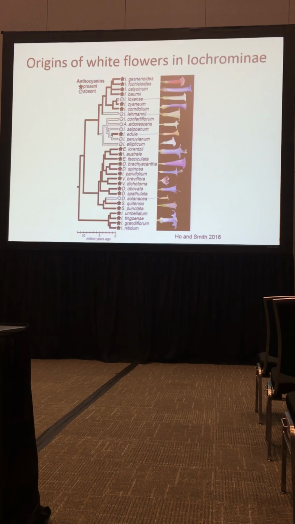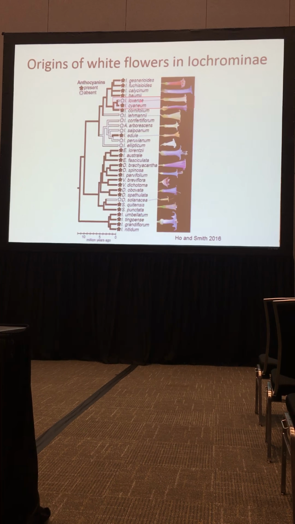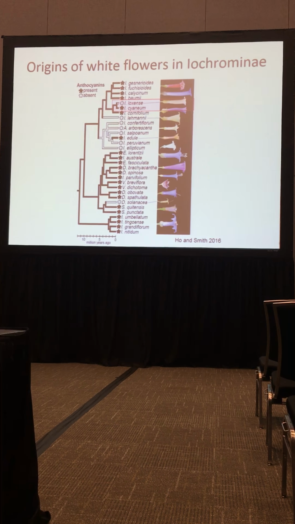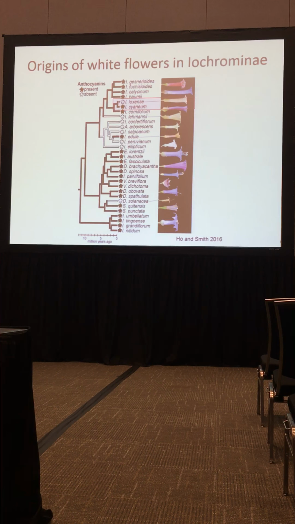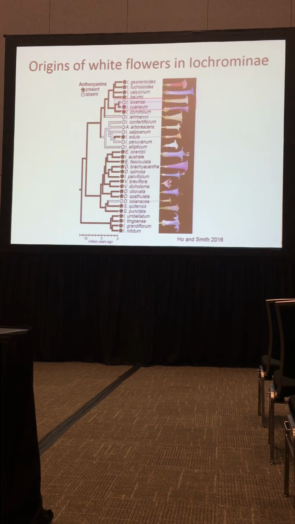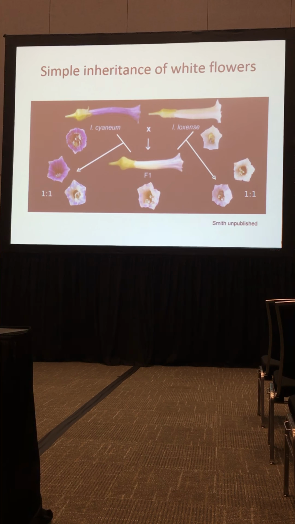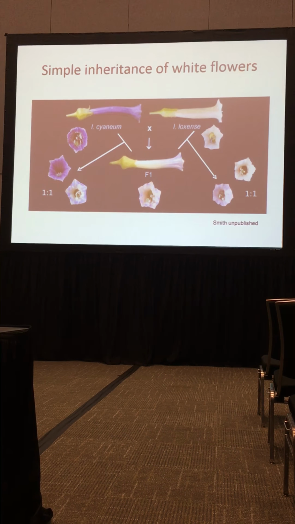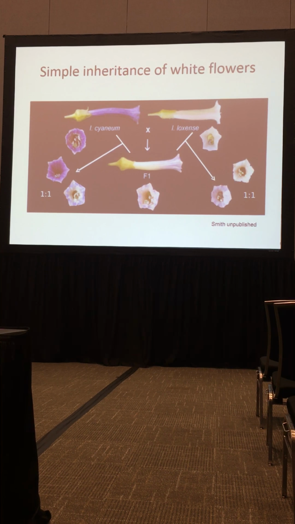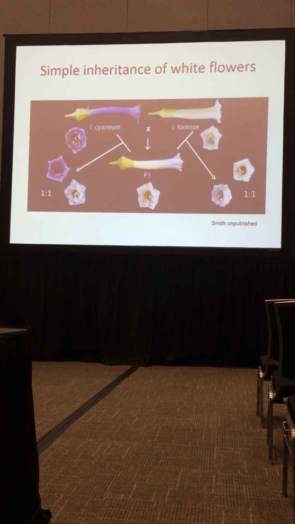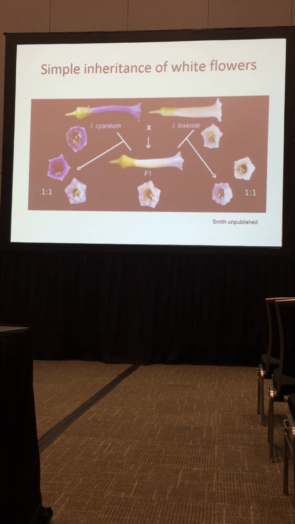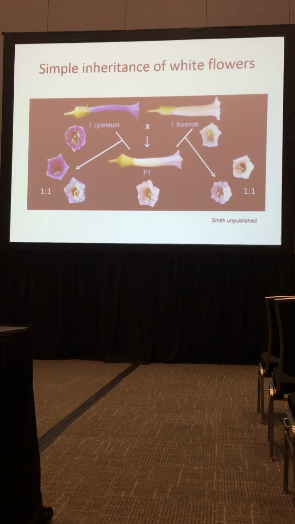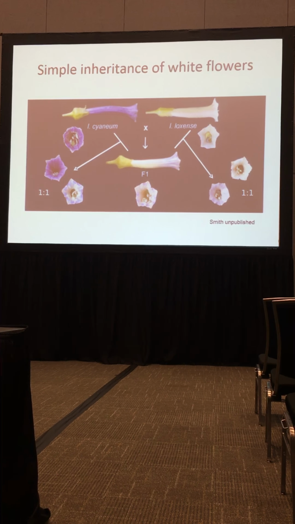For what I'm going to talk about today, we're going to focus on a very recent transition from pigmented to a derived white flower phenotype, and that's in Iochroma loxensis. When we do the crosses, we see two important things. The first thing is that the white allele appears to be mostly dominant, but it's intermediate enough that we can start to discriminate three phenotypes from these crosses.